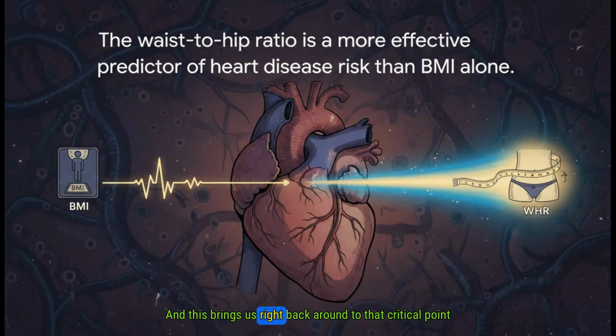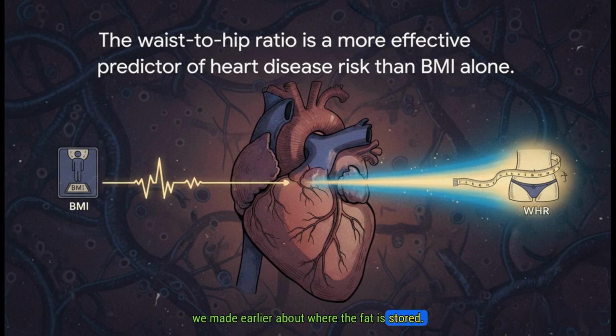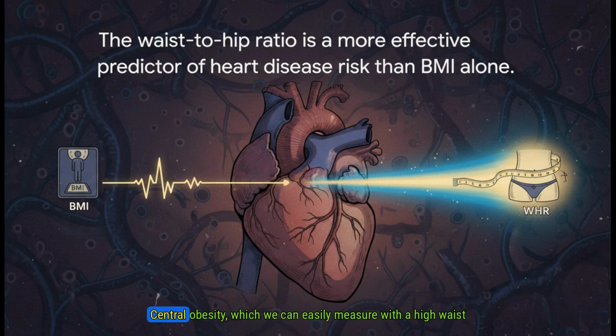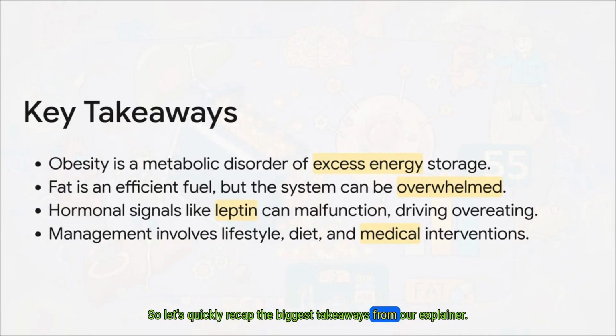And this brings us right back around to that critical point we made earlier about where the fat is stored. This quote really hammers home why it's not just about the total amount of fat, but its location. Central obesity, which we can easily measure with a high waist-to-hip ratio, is what poses the biggest risk. Recognizing that pattern is exactly why early and effective intervention is so critical for a person's long-term health.